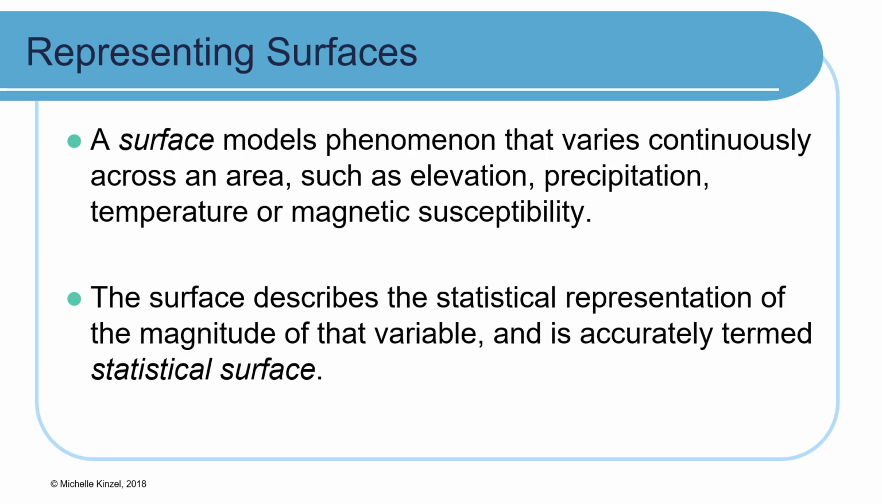A surface model is a phenomenon that varies continuously across an area, such as elevation, precipitation, temperature, or magnetic susceptibility. So that's, again, another definition of a surface model. It looks very similar to the definition of a surface because it is just a model in a GIS built on surfaces. A surface will describe a statistical representation of the magnitude of the variable, and this takes into account the range, and it is often and accurately termed a statistical surface.